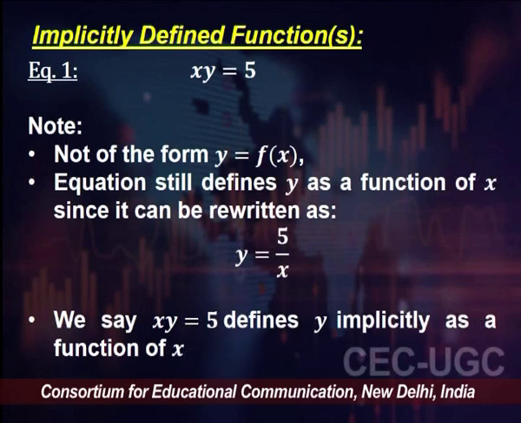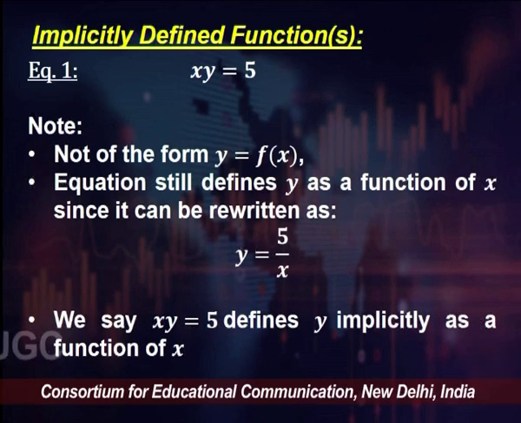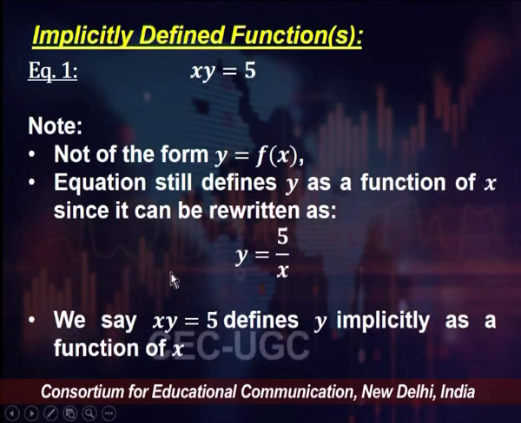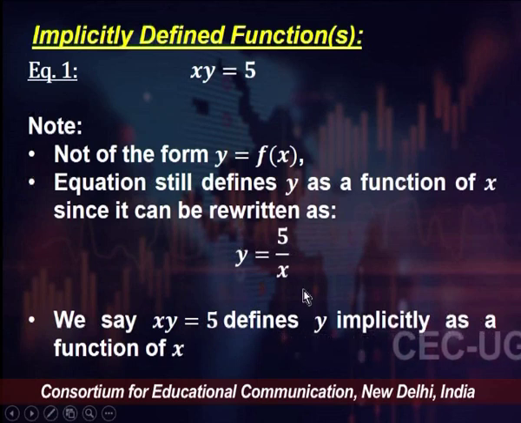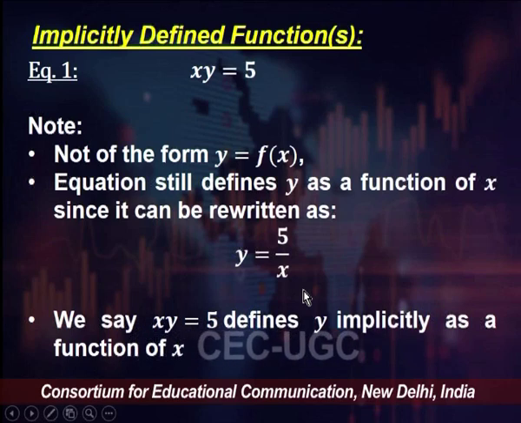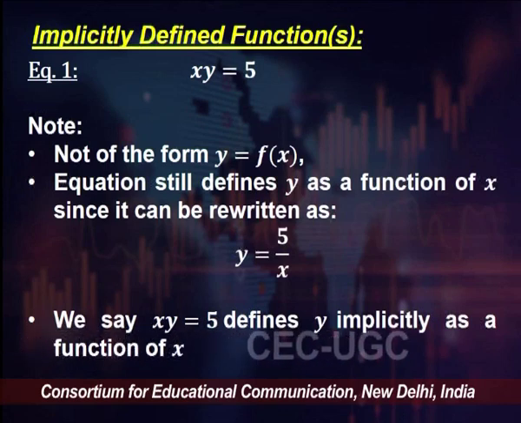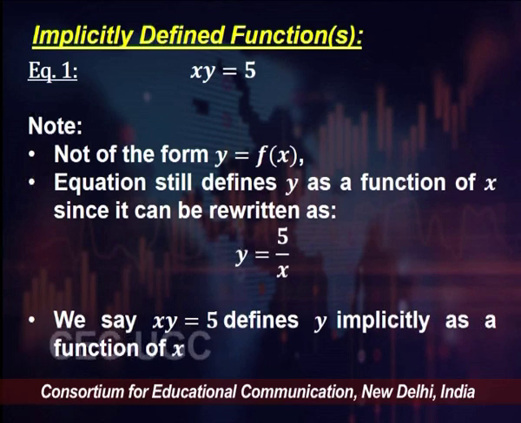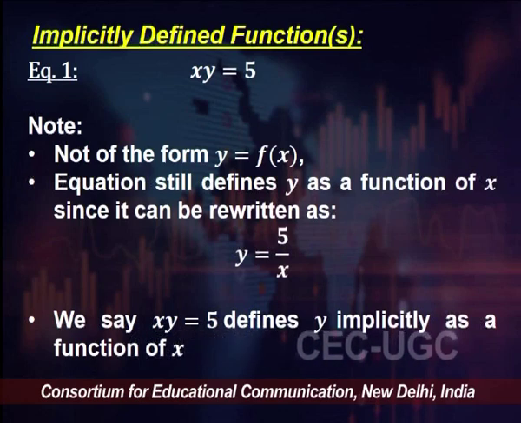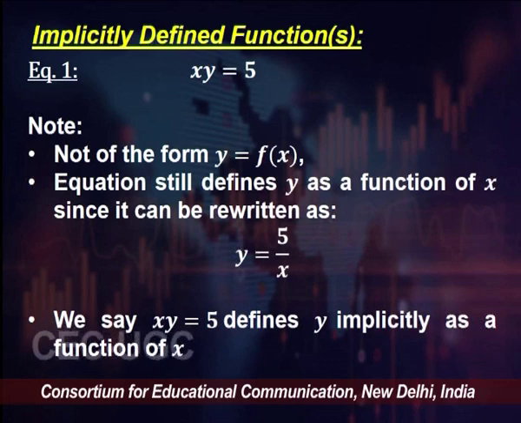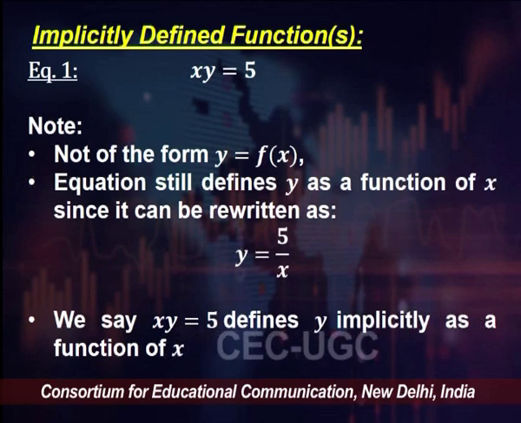In this case, we can always rewrite the equation so that y appears on the left, as y equal to 5 by x, which is then the explicit form. So this is the case where you can separate out the y in such a way that you can write y explicitly as a function of x. So the equation as such, xy equal to 5, defines y implicitly as a function of x. Implicitly is simply saying that the information is there, we just haven't expressed it in explicit form. So the equation x times y equal to 5 defines y implicitly as a function of x, and in this particular case we can also write the function in explicit form.